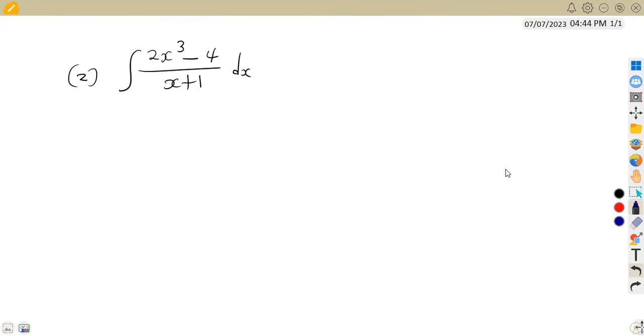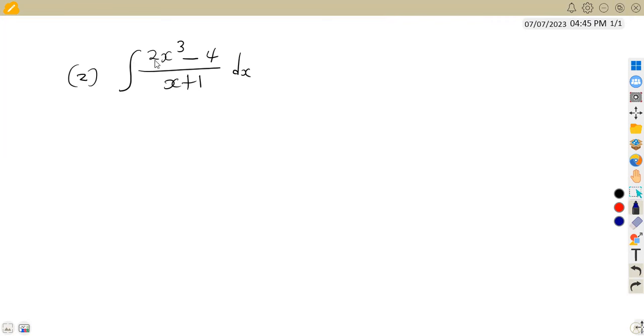All right, let us consider this typical question again, where we are given to integrate with respect to x: 2x cubed minus 4 everything over x plus 1. If we check, this is our numerator, and the exponent here is 3. In our denominator, the exponent is 1. So our numerator has a bigger exponent. That is where we are supposed to apply our division.